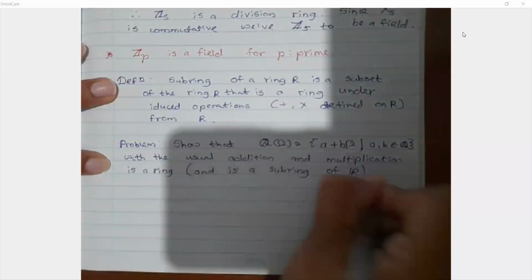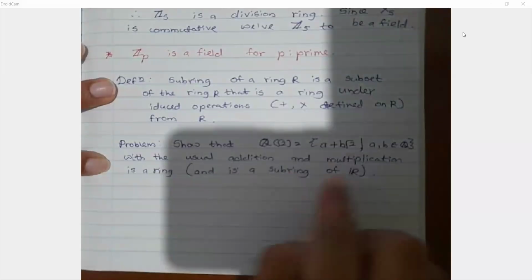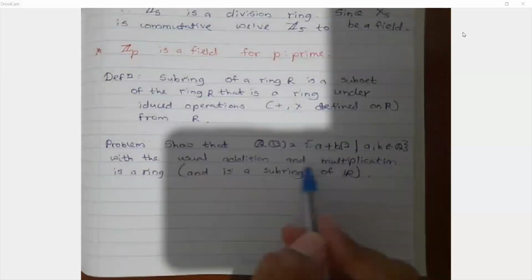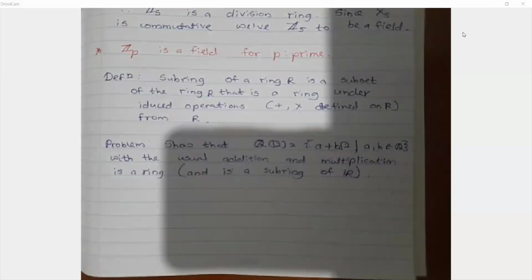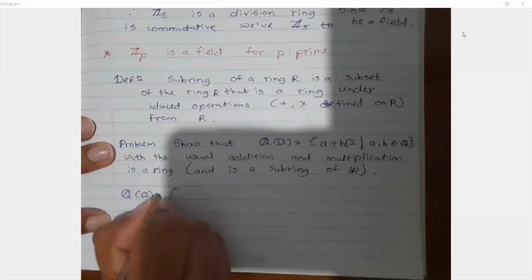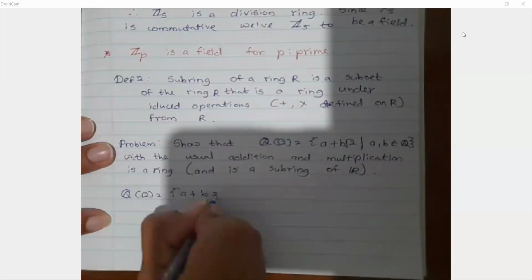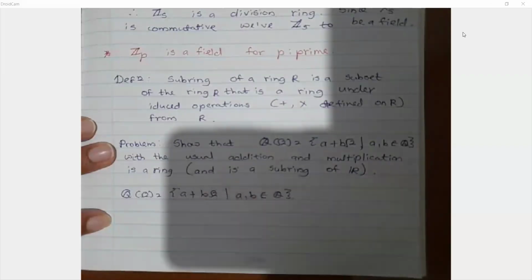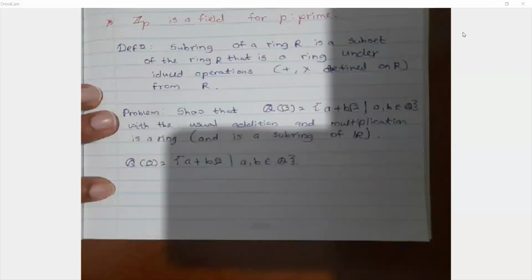I'll put it within brackets because if it is a ring under the usual addition and multiplication, which is defined on R, by definition, it becomes a subring. First, we actually have to show that this is an abelian group under addition, right? First, let me write the set over here. Q of root 2 contains elements of the form a plus b times root 2, where a and b are rational numbers. They come from the set of rationals, right?